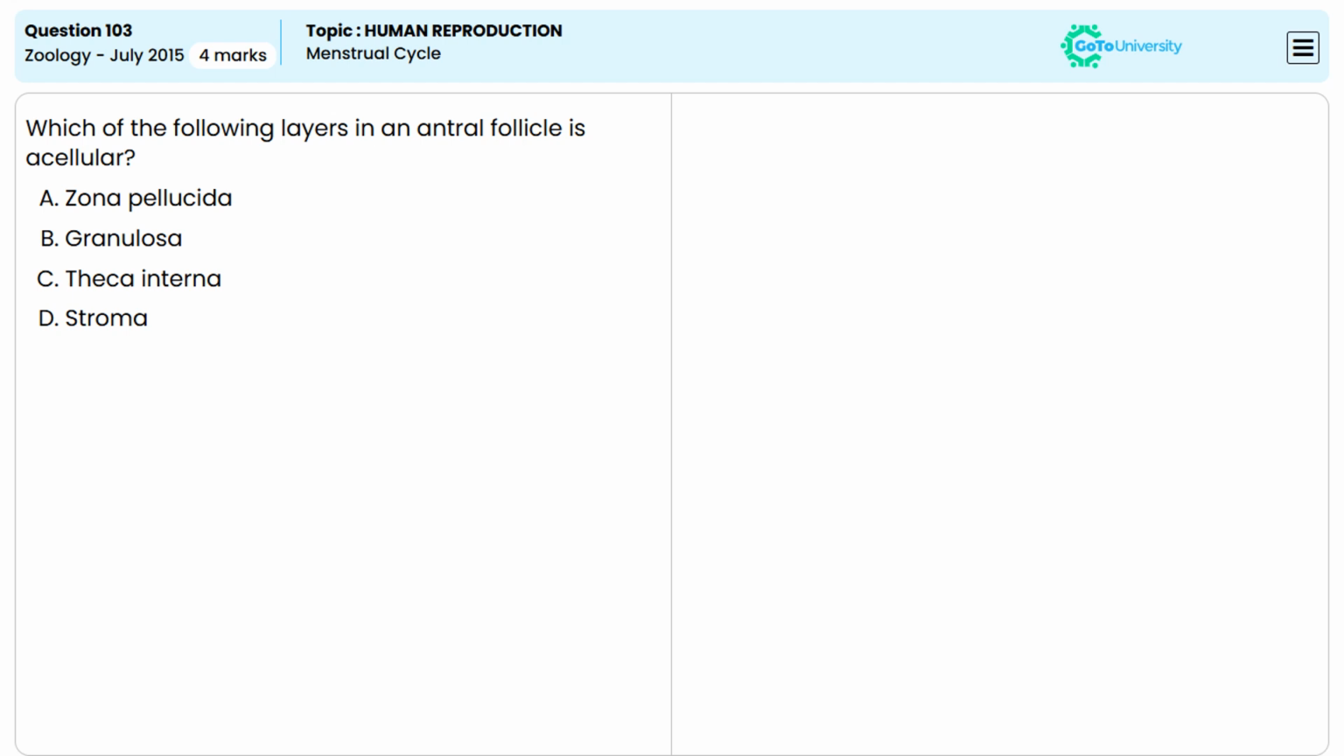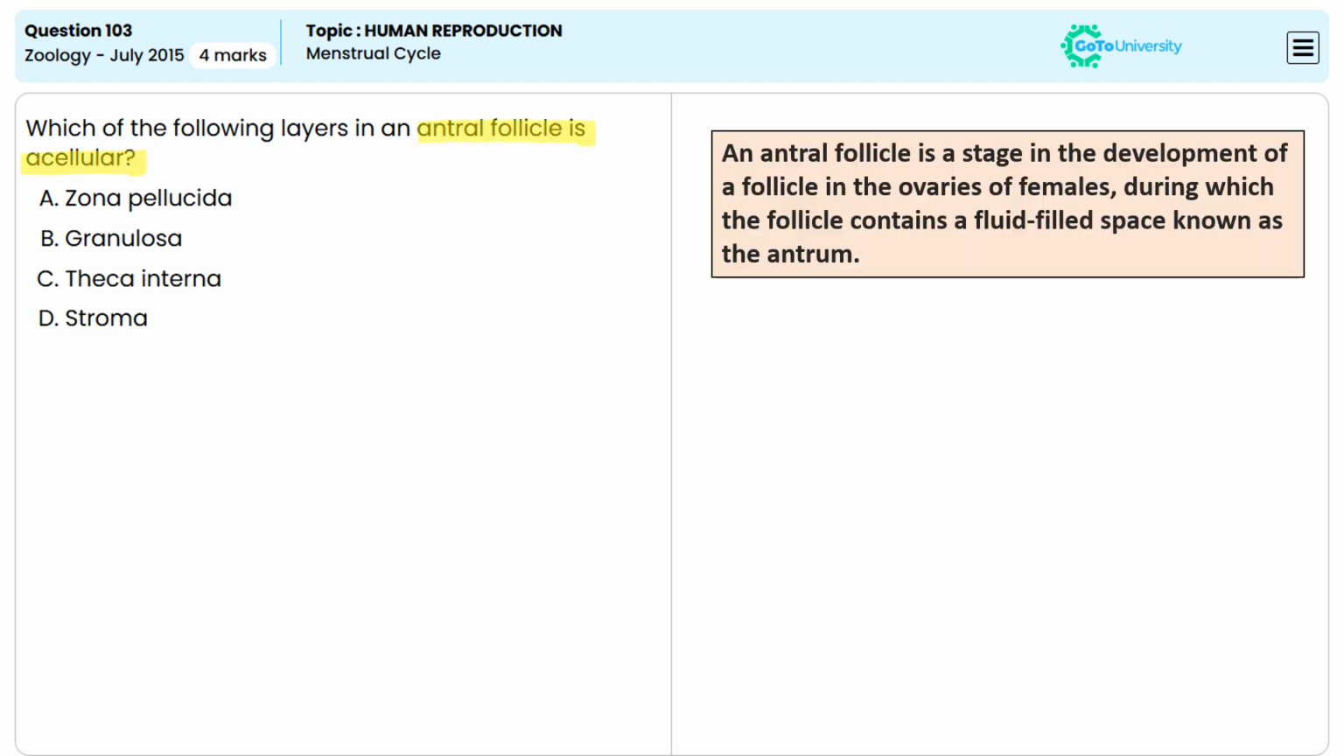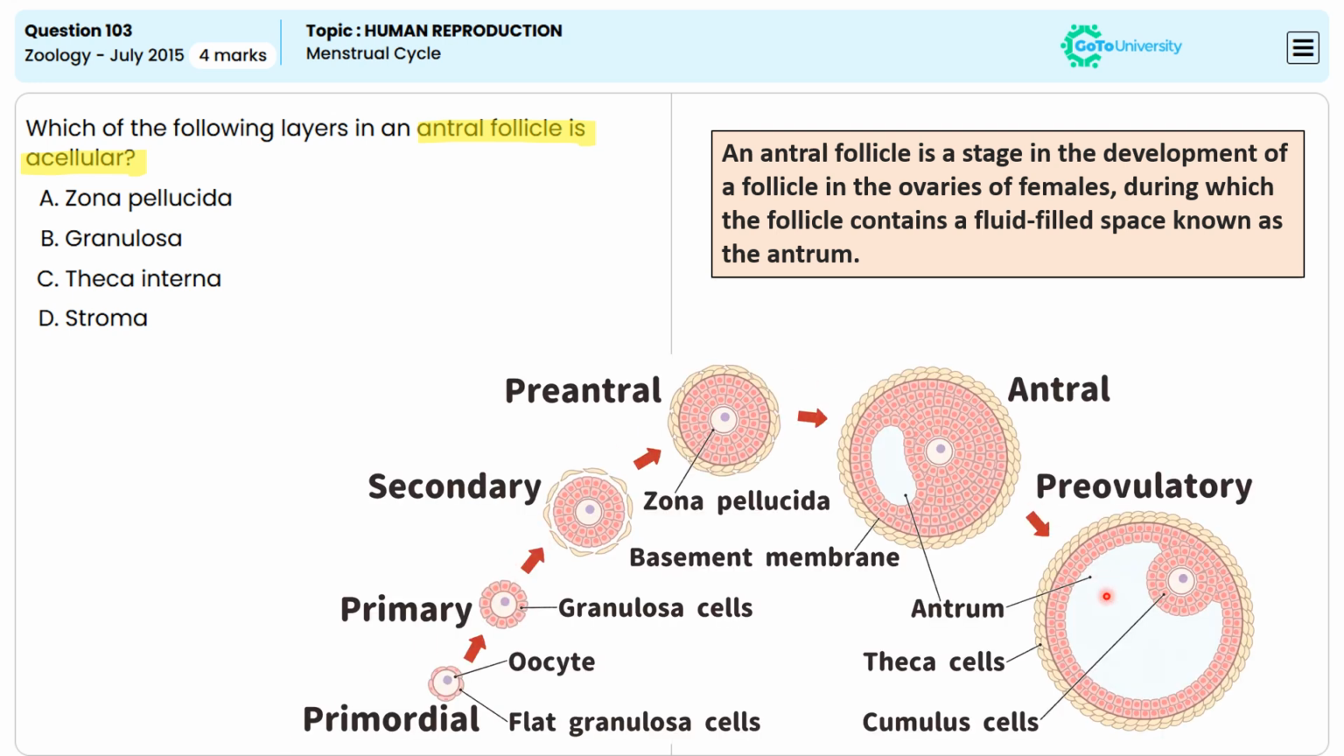Which of the following layers in an antral follicle is acellular? Antral follicle is a stage in the development of follicles in the ovaries of females during which the follicle contains a fluid-filled space known as the antrum.